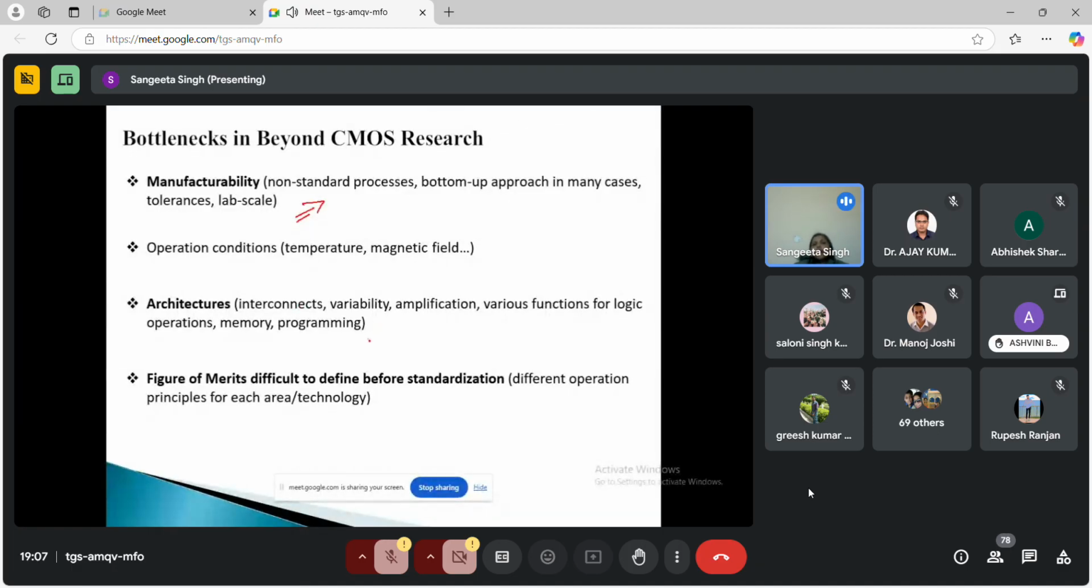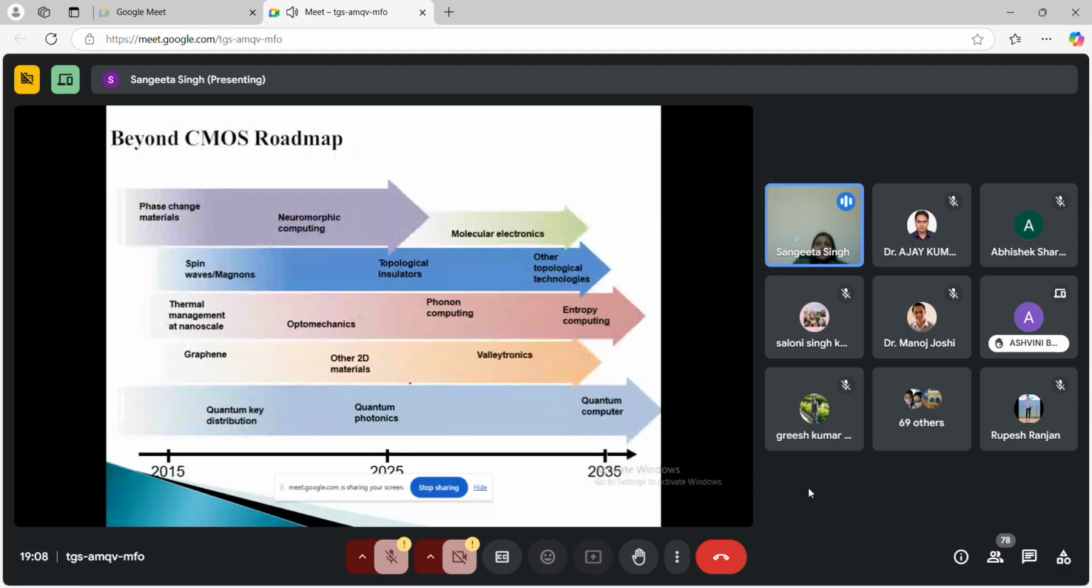How to devise their potential interconnects. Then how to standardize those things, because everything has been standardized with respect to silicon. If you are changing the technology, you have to change the standards also. So these all are bottlenecks for it, right?